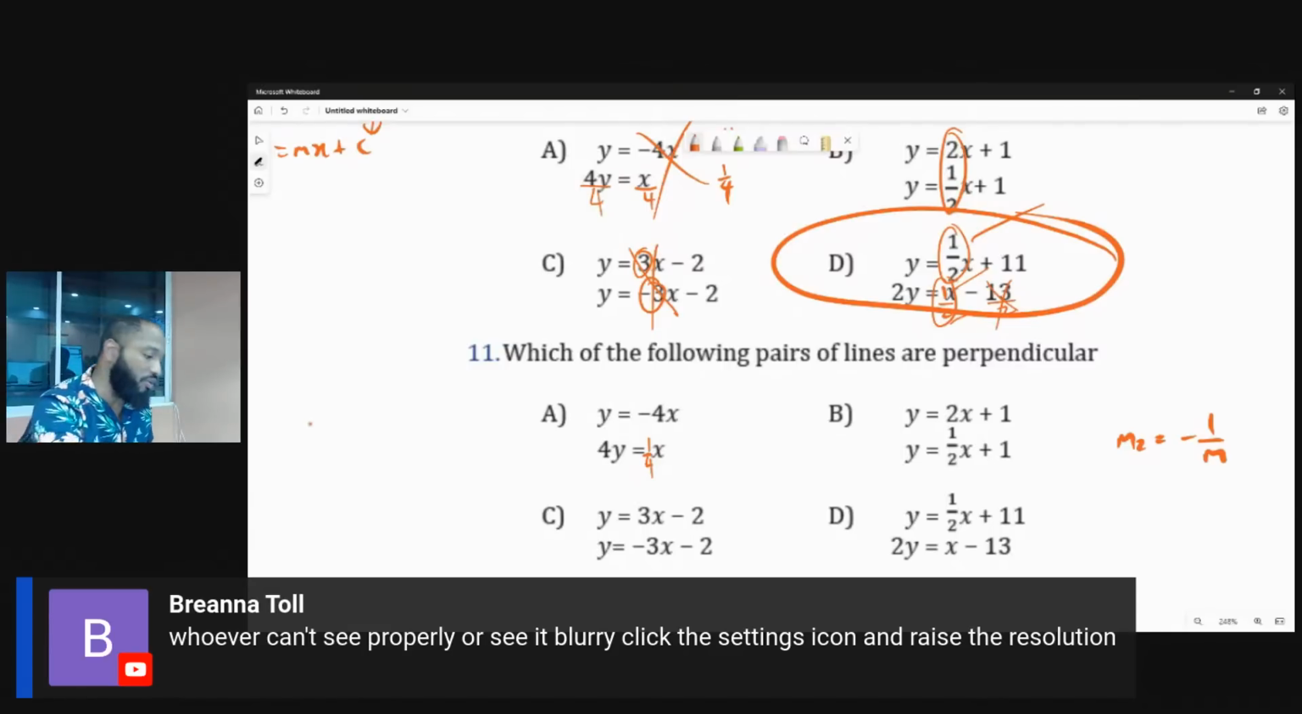So like if one is 4, the next one will be negative 1 over 4. If one is like 2/3, the next one would be 3 over 2. Well, switch the sign, negative. If one is, let's say, negative 1/7, the next one will be 7.